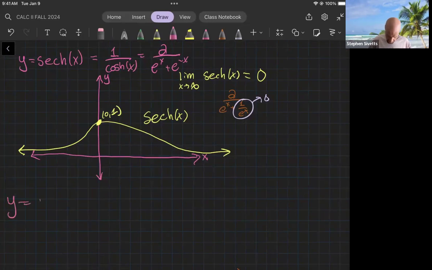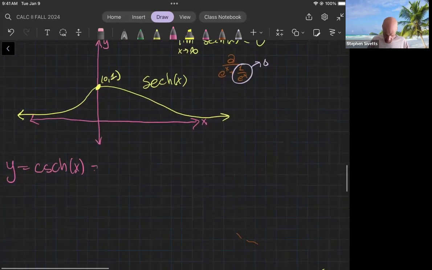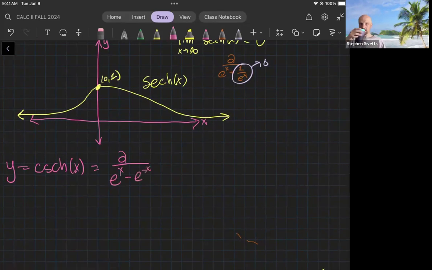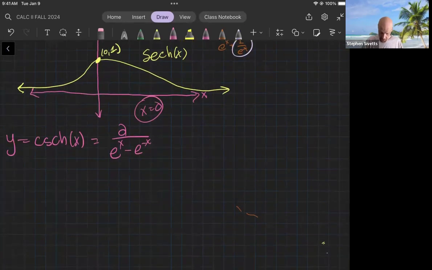How about hyperbolic cosecant? Now this one, by definition, equals 2 over e to the x minus e to the minus x, right? Now, here is the issue. We'll have one value of x that will make this undefined. Do you know where it is? Well, it's at x equals 0, right? x equals 0 will be undefined, so we will have a vertical asymptote at x equals 0.